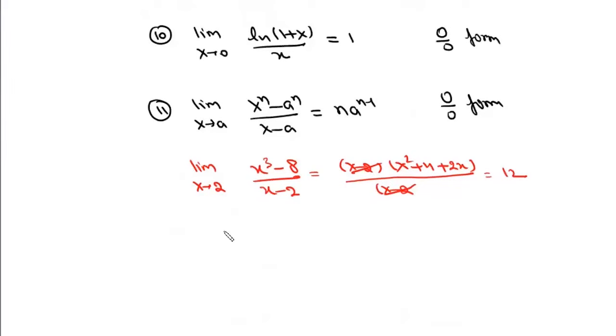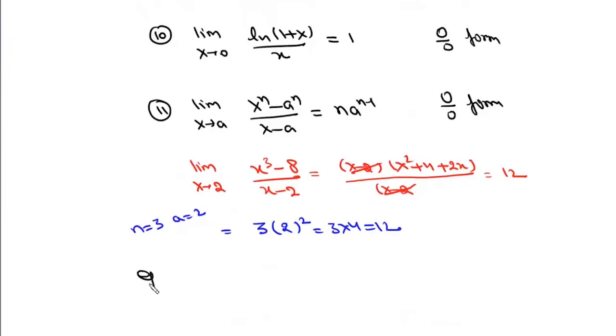Or we can solve this question directly using standard limit. Now in this case, n is 3 and a is 2. So this is n a to the power n minus 1, which is 3 into 4, and that is 12. So we'll be using these standard limits in a wide variety of forms and in different combinations.